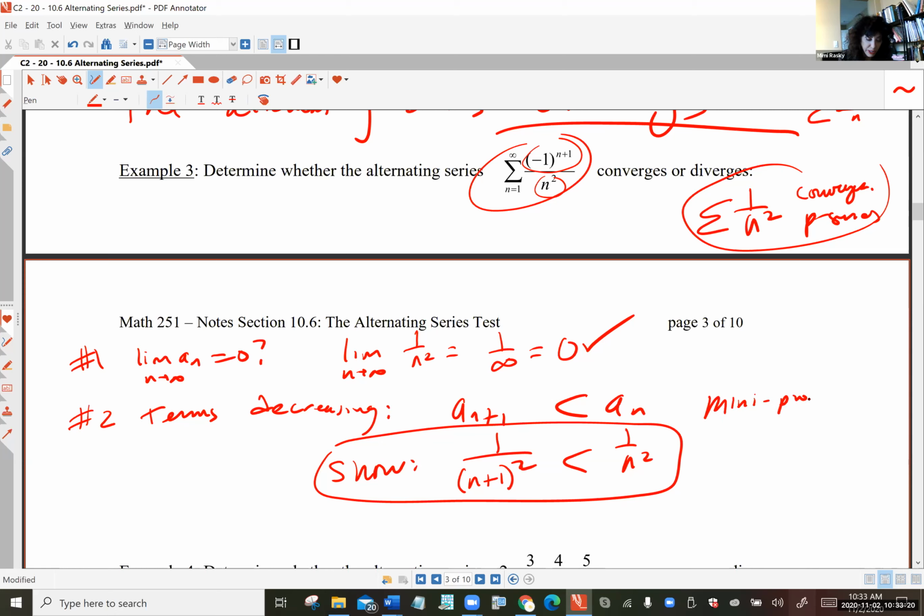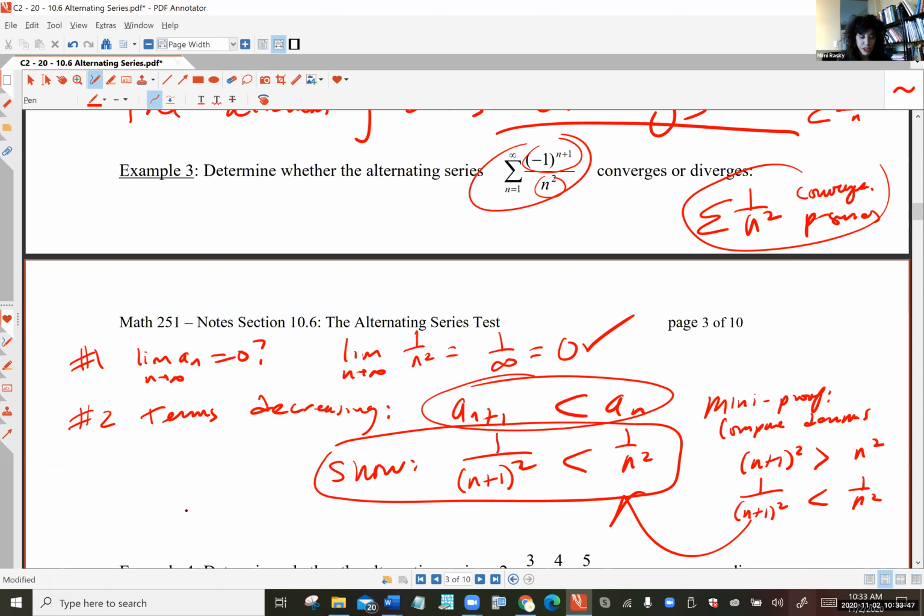And I think you see where this mini proof is going. I'm going to compare denominators of the n plus 1th term with the nth term. Now, who is obviously larger? The left side. N plus 1, the quantity squared, has got to be bigger than n squared. And then if you take the reciprocal of both sides of the inequality, which means flip the symbol, aha, we just showed it's true. Therefore, we showed the terms are decreasing. Boom, the series converges. Okay, great.